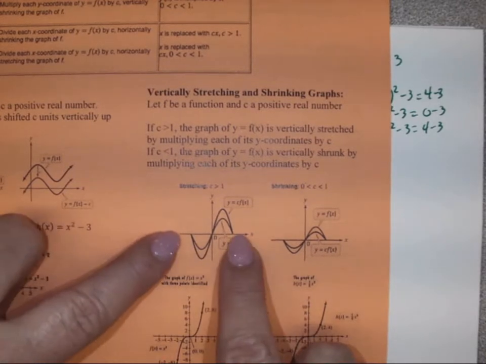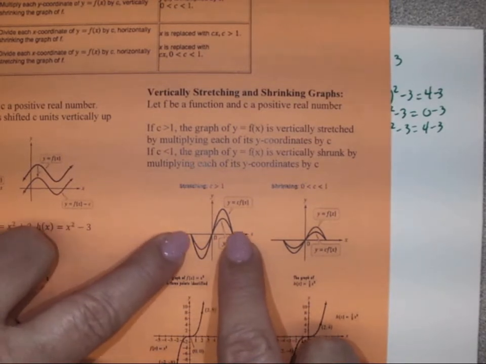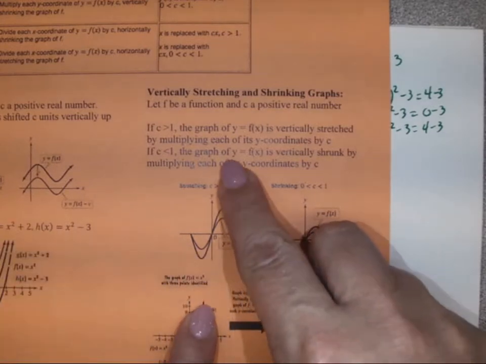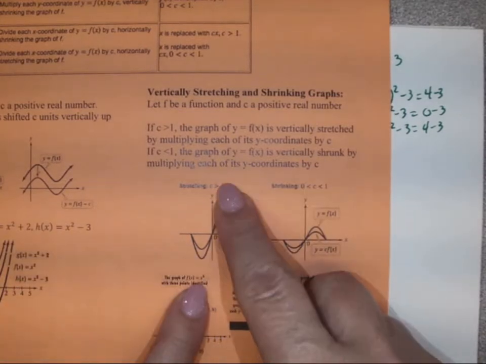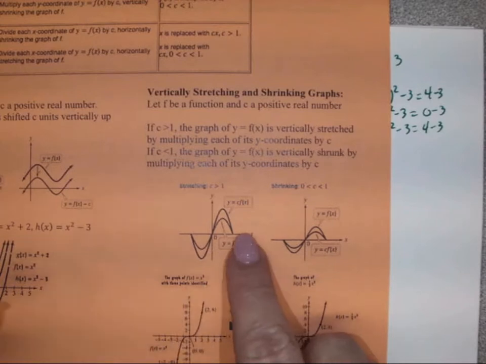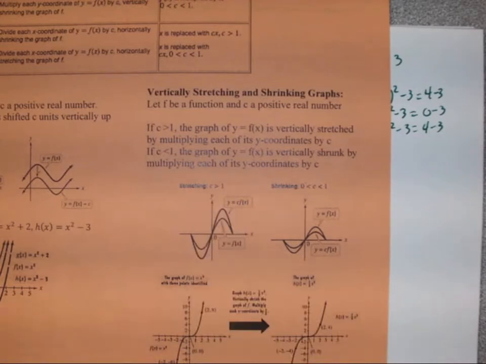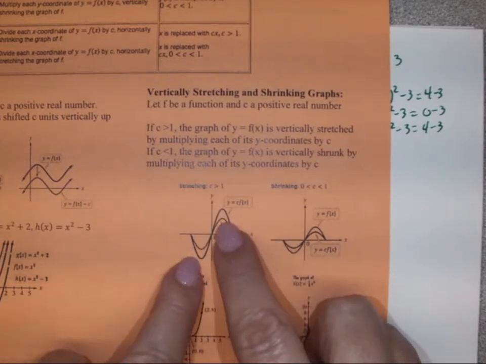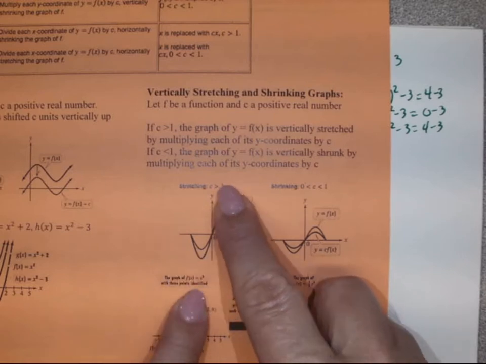Notice on these vertical stretchings and shrinkings that the x values stay the same, but it's the y values that change. So it goes up. On these, we're looking at c having to be greater than 1, so that's why I'm picking a 2. It would double it, it would pull it up.